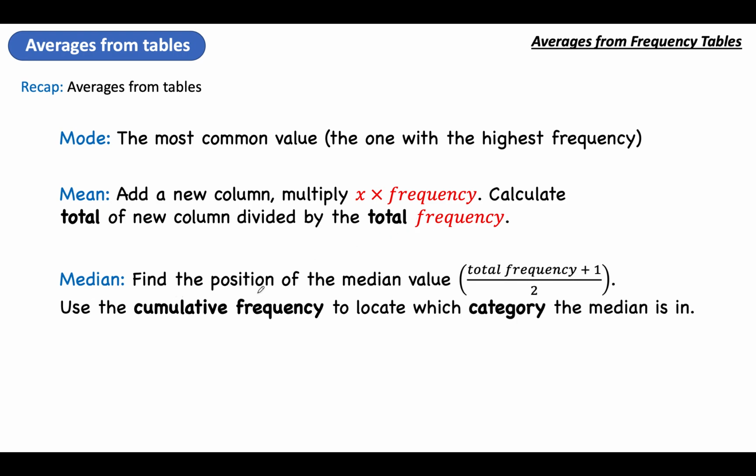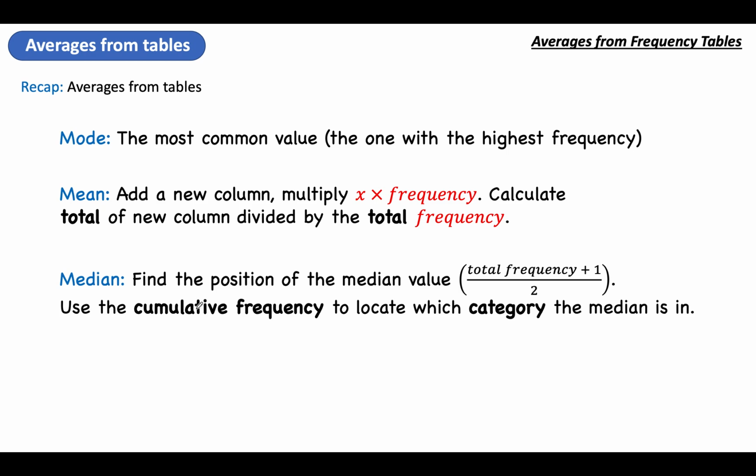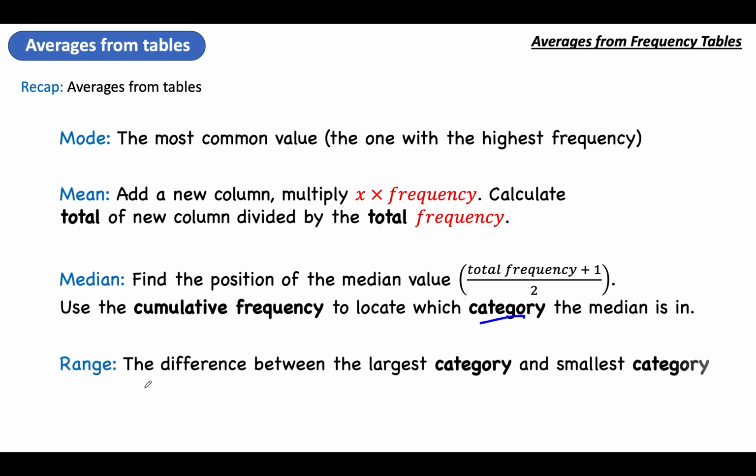Median, find the position of the median value, so total frequency plus 1, and then halve it. That tells you where to find it, and then use the cumulative frequency to locate which category the median's in. We're just trying to find which row it's in, and you just write down what the category is. And then lastly, the range, the difference between the largest category and the smallest category. In this case, it was 5 stars, take away 1 star, is a difference of 4 stars.